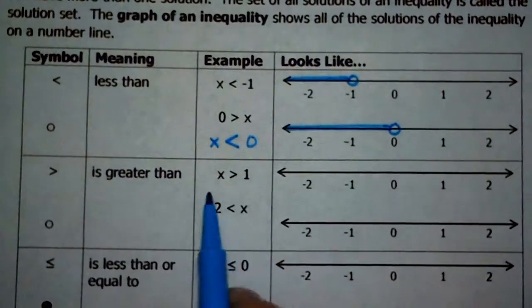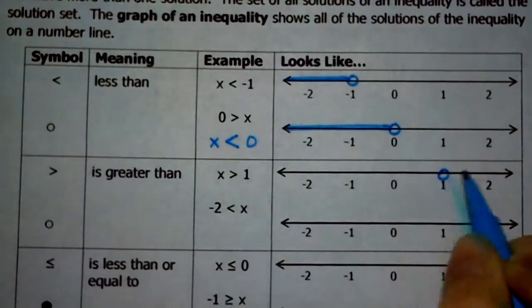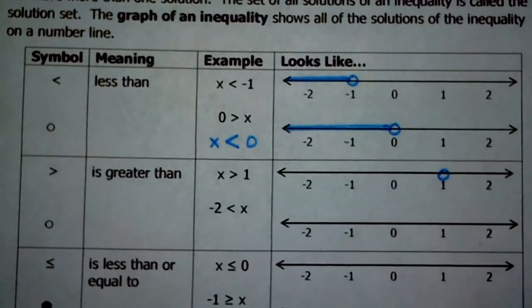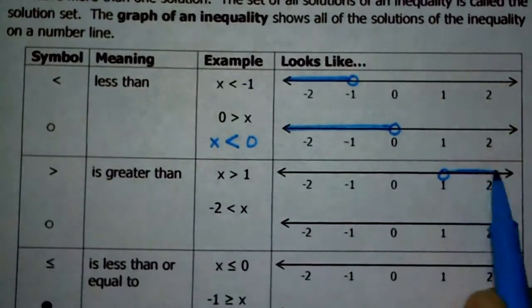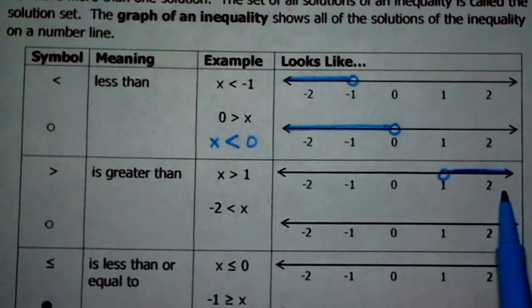So this first one I have, x is greater than 1. I'm going to put an open circle on 1 because x can't be 1. But it can be all the values greater than 1, which means I'm going to shade to the right, because these are the values that are greater than 1.